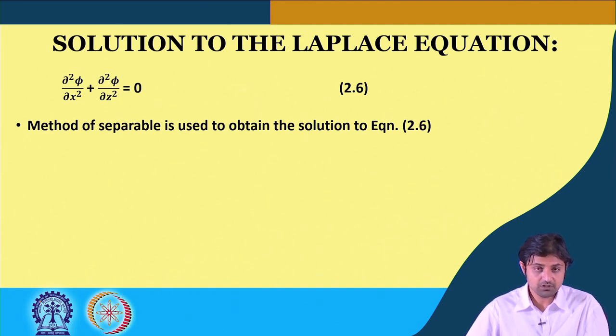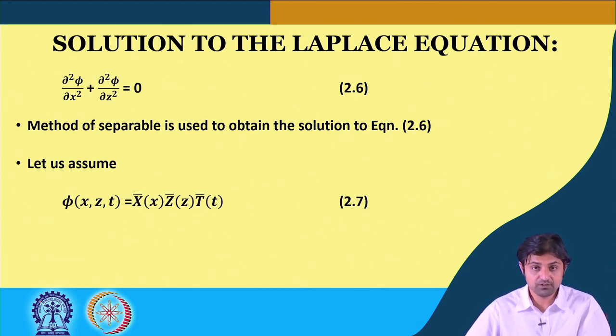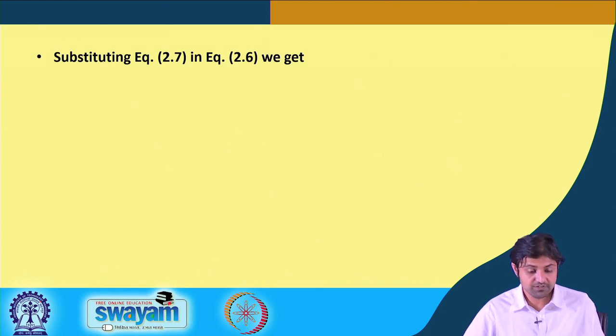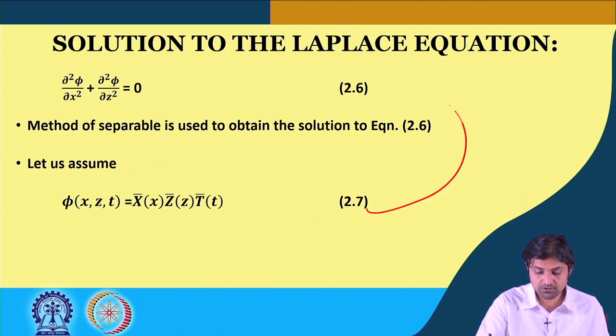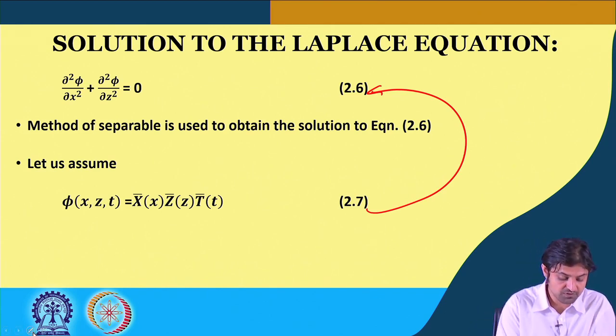To obtain the solution, a very simple method of separation of variables is used, which is equation 2.6. All right. Now, let us assume the method of separable, phi of x, z, t can be written as X bar as a function of x, Z bar as z, T bar as t. Now, if we substitute equation 2.7 in 2.6, because of the Laplace equation properties of the velocity potential, we are able to separate x, z and t.